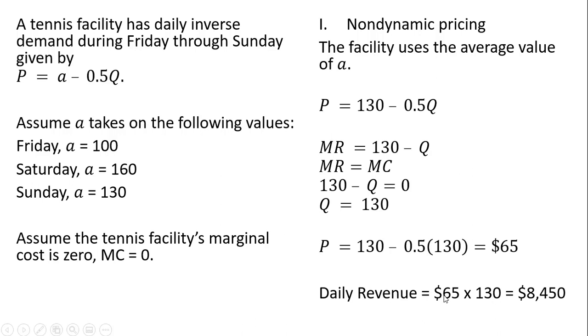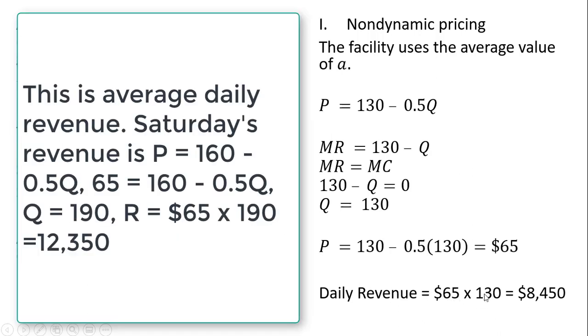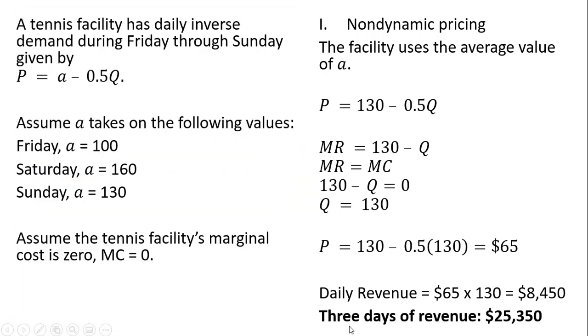Its daily revenue, 65 times 130 is $8,450. And over 3 days, Friday, Saturday, and Sunday, it'll have 3 times that amount, or $25,350 of revenue. Now let's look at dynamic pricing.